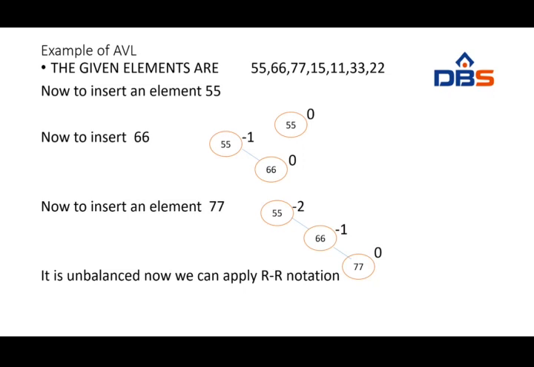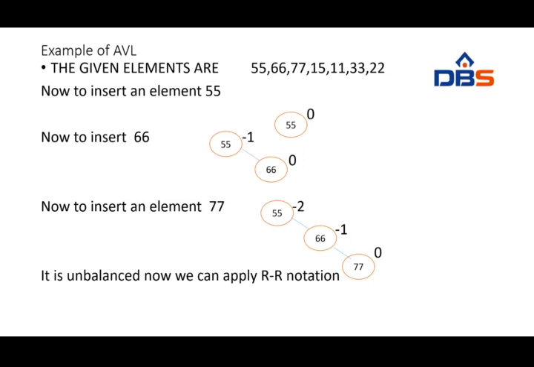Now to insert the element 77, 77 is greater than 55, so we go to the right. On the right, one child is already there, that is 66. 77 is greater than 66, so we go to the right side. 77 is a leaf node, so its balance factor is 0. For 66, there is no left child, so that is 0 minus 1 for the right child, so the balance factor is minus 1.